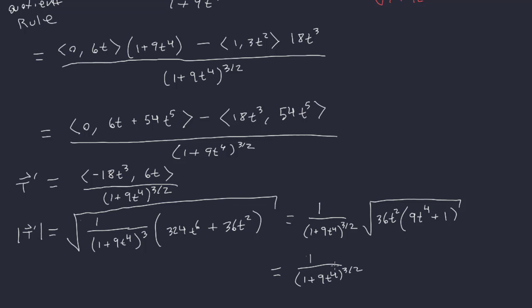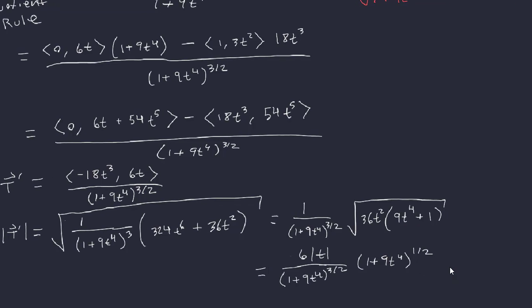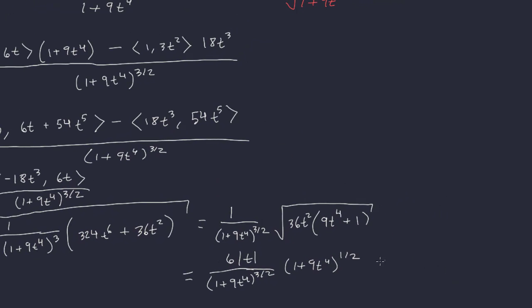Here's what we have to be careful about. This 36t squared, when we take the square root of it, becomes 6 times the absolute value of t. And then what's left is just the square root of 9t to the fourth plus 1, and this is this to the 1/2. So let me write it like that. Okay, and so this is going to cancel with this down here and simply leave 6 absolute value t all over.